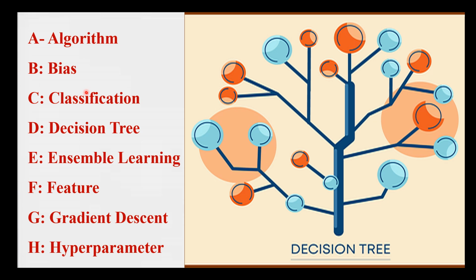C is the classification. So imagine categorizing fruits in a market. So classification is a machine learning technique that assigns an input like a fruit to a predefined category like apple or banana.